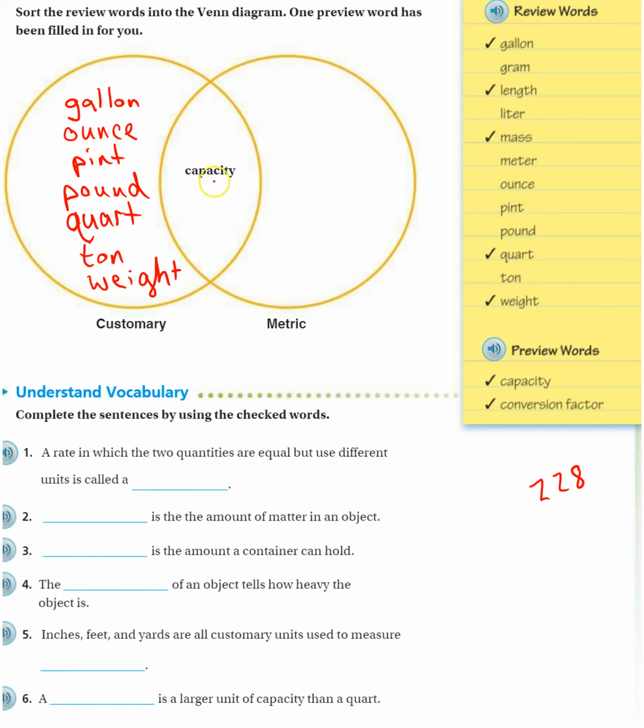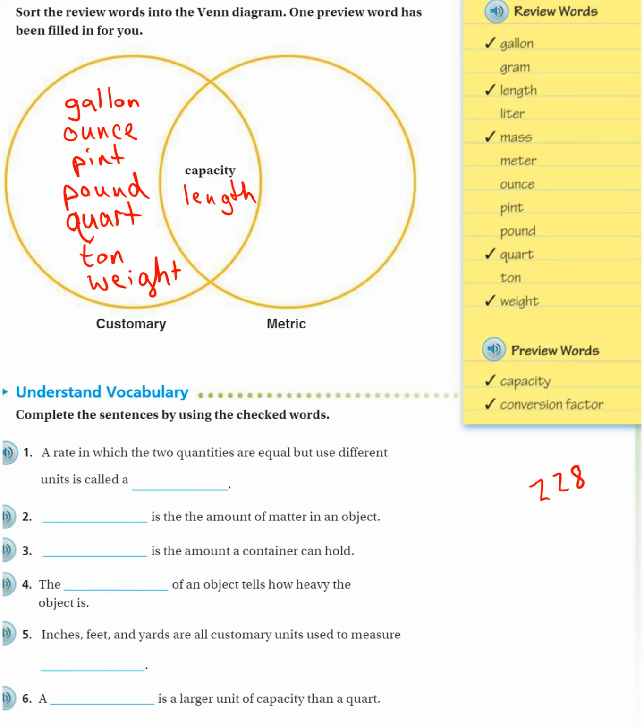Capacity is used in both customary and metric measurements, and length is also used in both. Now I'm going off the textbook here, but maybe I would argue weight would also be in the middle, but they've put weight under customary. So we'll go with what the text says for this one, but I would maybe state an argument that weight could go in the middle as well.